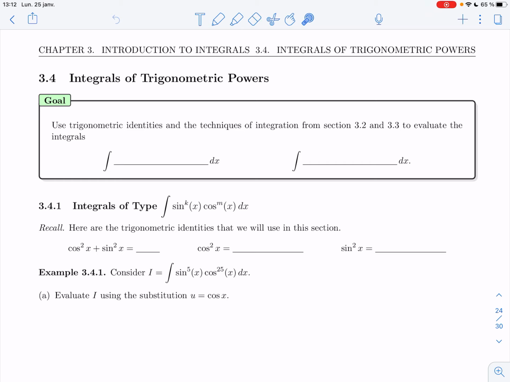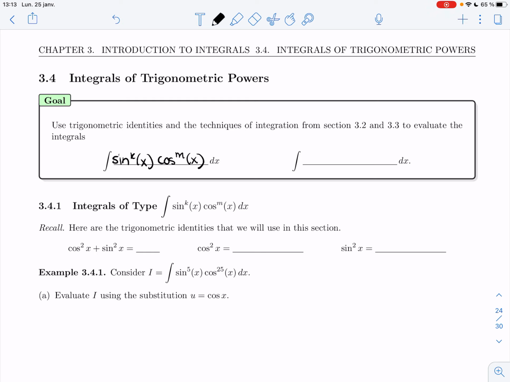Welcome back. In this video, we'll be starting section 3.4 on integrals of trigonometric powers. All right, so the goal is pretty specific, and so let's go over it. Use trigonometric identities and the techniques of integration from section 3.2, that's substitution, and 3.3, that's integration by parts, to evaluate the integrals. All right, so the first type that we'll look at are products of sines and cosines.